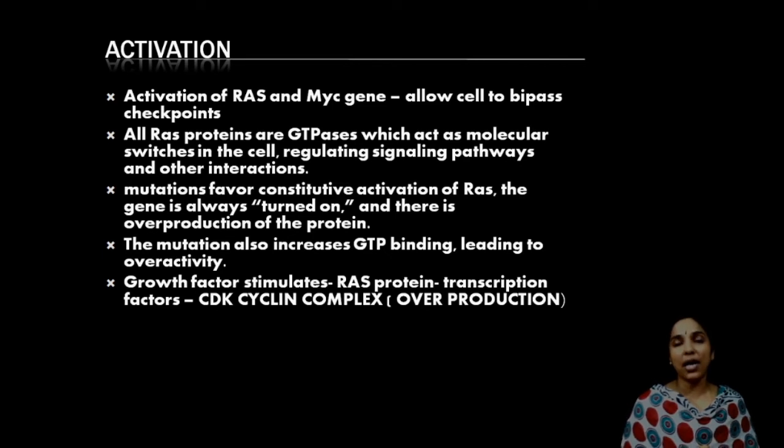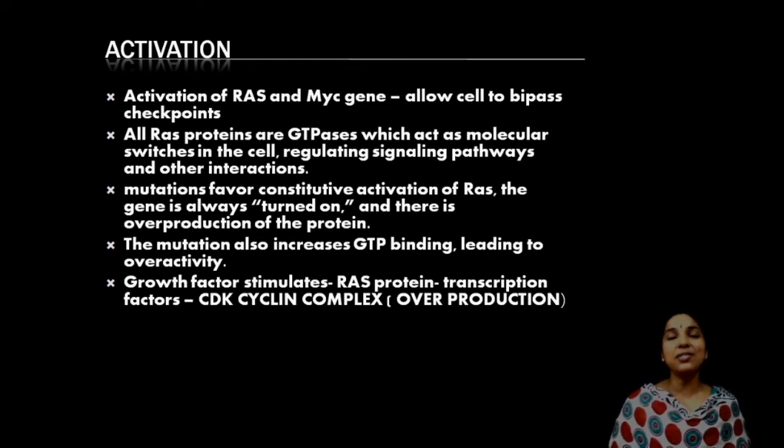So what is that actually? It allows the cell to bypass the checkpoints. I already told you what checkpoints are. When these genes are activated, automatically, without any signal, the cell passes to the next stage, for example G1 to S or S to G2. So it allows the cell to bypass when these genes are mutated.